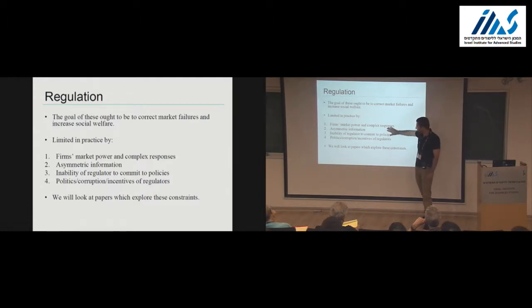We're going to look at a bunch of empirical papers that look at these constraints in merger control, in economic regulation, environmental regulation, or collusion.